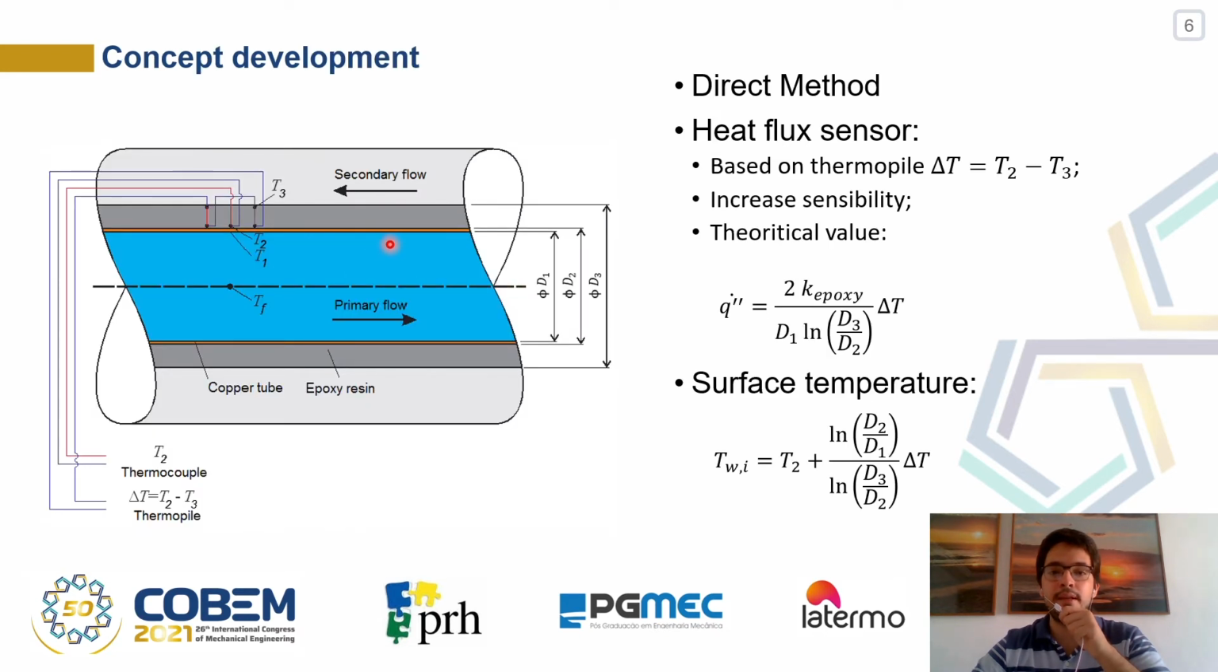This figure depicts the test section concept. It is composed of a thin-walled copper tube, which is coated with epoxy resin of uniform thickness. In steady-state condition, the one-directional heat flux is obtained from the conduction thermal resistance and the difference between the outer and inner surface temperatures of the epoxy layer, which is measured by a thermopile. The inner copper surface temperature is evaluated from the heat diffusion equation and the temperature T2, which is measured by a thermocouple fixed on the outer surface of the copper tube.